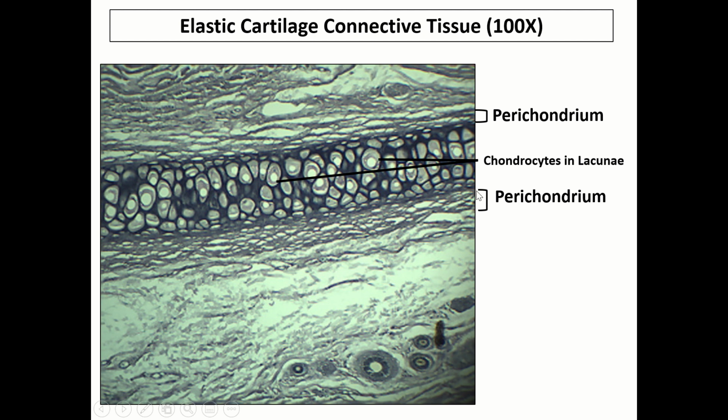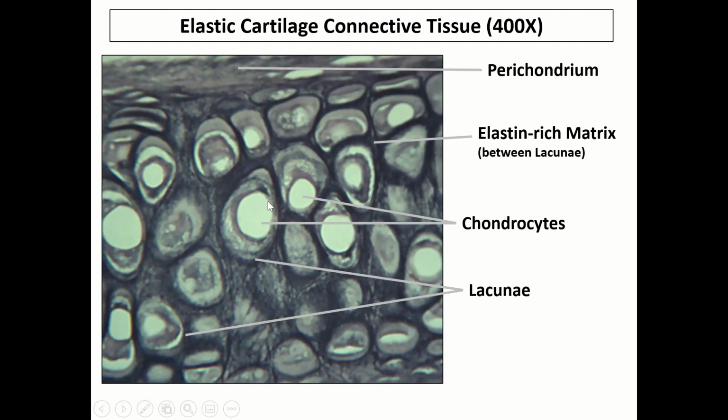So here you can see that it's still going to have this border of perichondrium on either side of the cartilage itself. As you look here, you see that the cells also are chondrocytes, right? And that they are set inside of these little fluid-filled bubbles known as lacunae. Zooming in gives you a better view of this. There's the chondrocyte itself inside of that hollow lacuna. Now, the reason this tissue looks black or dark blue is because the most abundant protein are the elastic fibers. So we say it's an elastin-rich matrix in between all of the chondrocytes here.